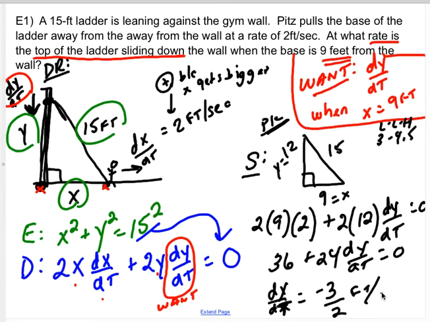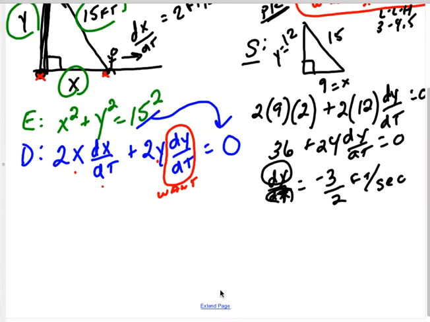Feet per second, right? And I can tell it's feet per second because y is measured in feet and t is measured in seconds. So negative 3.3 over 2, or negative 1.5 feet per second, right? So now I have to answer the question. So let's extend this page down for a sec. So then my last step is answer the question.